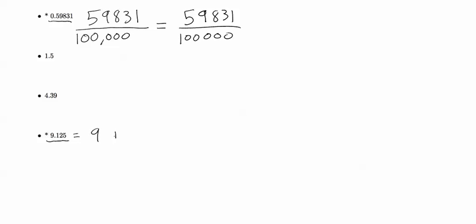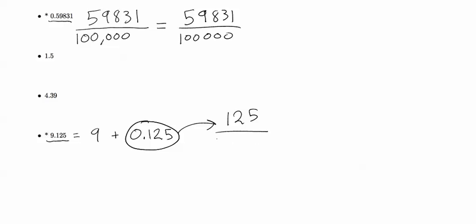Now, when we have a number that's not 0 before our decimal, it's easiest to break this up as 9 plus 0.125. Now let's look at 0.125. Here we're going to have as our fraction 125 over 1,000, because the last place is the thousandths place. Now this number can be simplified, and if you go through all the work, you'll end up with this being 1/8. So now, if you recombine everything into a mixed number, you have 9 and 1/8.